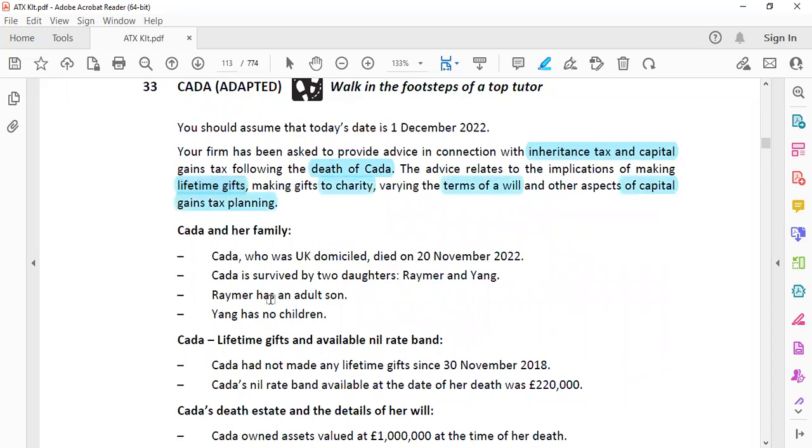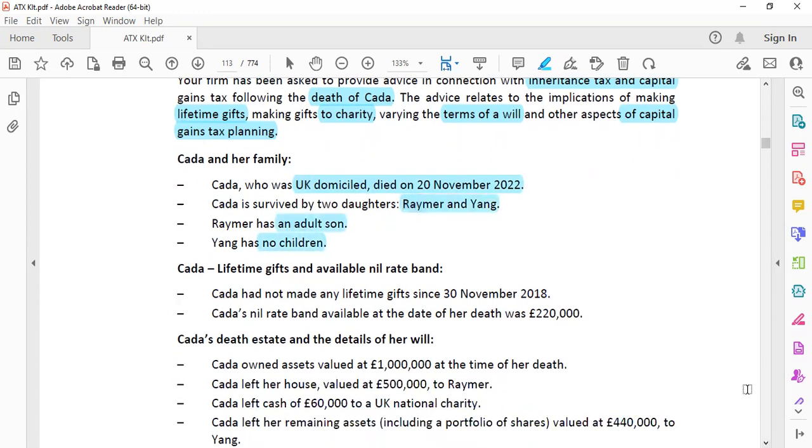Now, what is the status of the CADA family? CADA, who was UK domiciled, died on 20th November 2022, survived by two daughters, Ramer and Yang. Ramer has an adult son and Yang has no children. Then CADA's lifetime gifts and available NRB. So this is the available NRB.